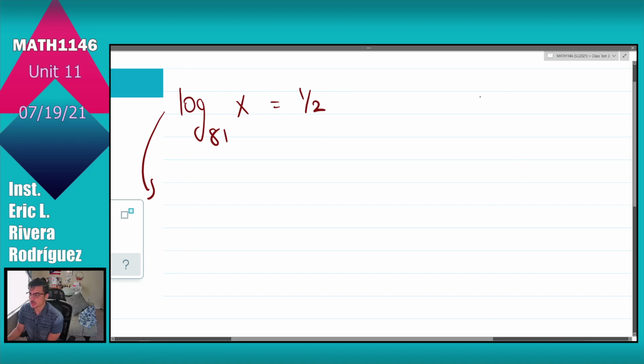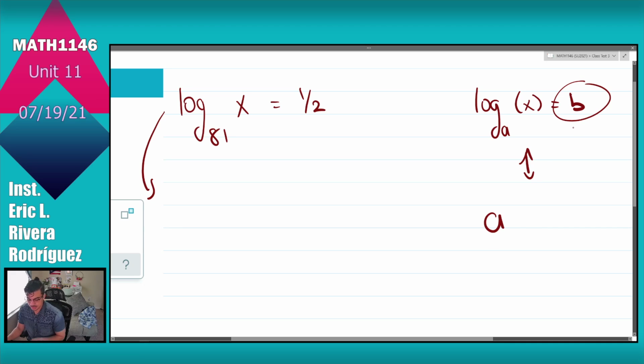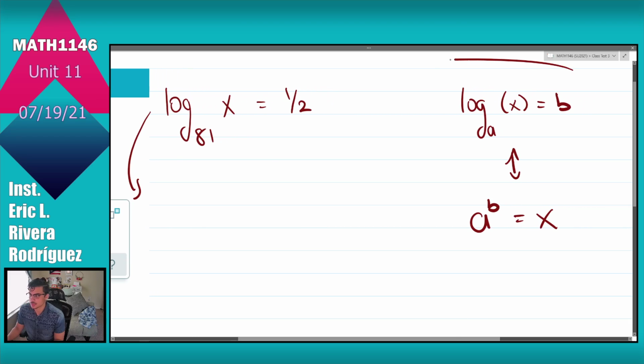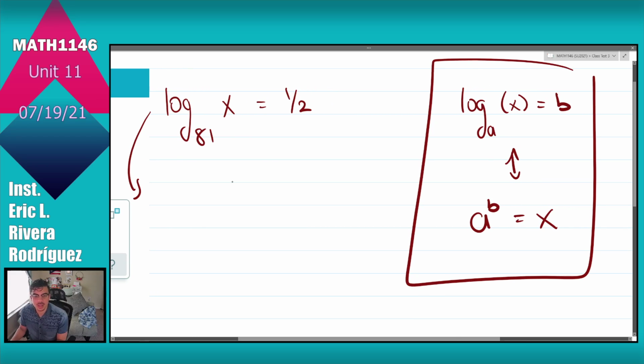Remember to use the property. The property that we are going to use is we take the base of the logarithmic function, we take the output of the logarithmic function, and we use it as the input of the exponential function, and then the argument goes out. This is what is important here. And Brian says 81 raised to the power of 1/2 equals x. That's correct.